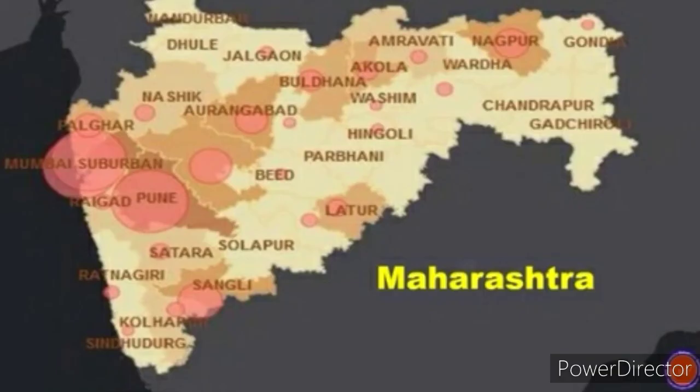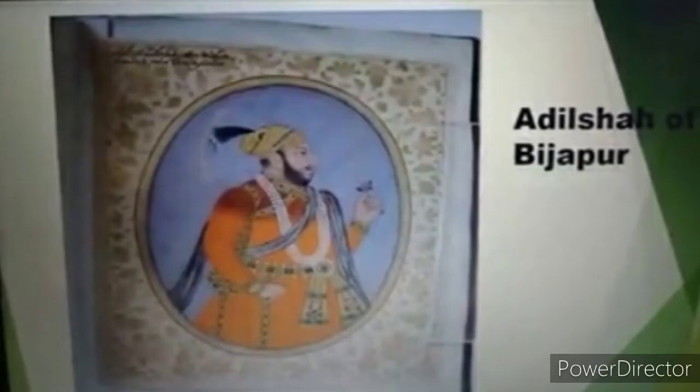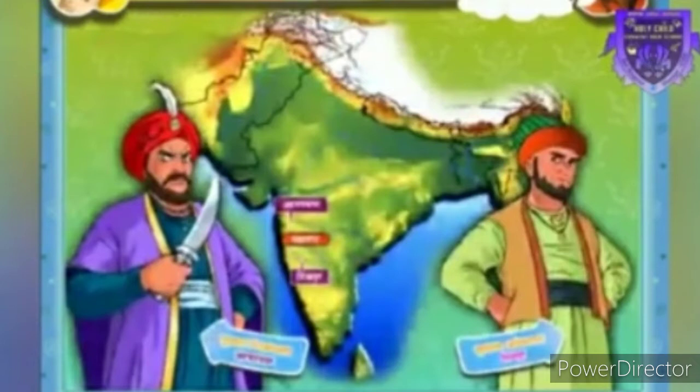For about 400 years before Shivaji Maharaj, Maharashtra was not free. A large portion of it was under the rule of Nizam Shah of Ahmednagar and the Adil Shah of Bijapur. These two sultans had divided Maharashtra among themselves. Means a large portion of our Maharashtra was divided among these two sultans, Nizam Shah and Adil Shah. Nizam Shah was from Ahmednagar and Adil Shah was from Bijapur.